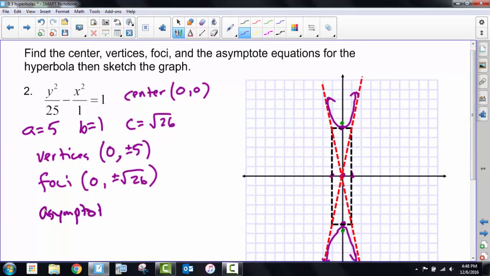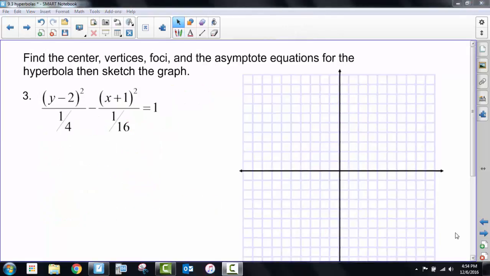Last thing we need to do here is go ahead and write the equation for the asymptotes. We're going to follow the same format. Y minus 0 equals. Now we'll find the slope. In this case, the slope of those lines is either 5 or negative 5. So we'll do plus or minus 5. And again, it's x minus 0. So we can just do plus or minus 5x in this case. And there it is, a vertical hyperbola. Pretty cool stuff.